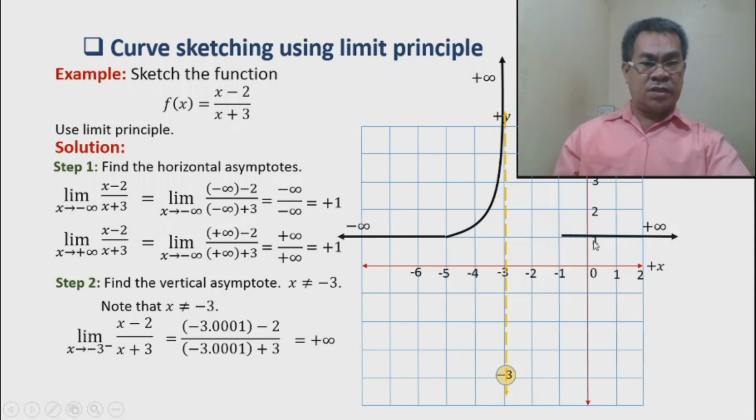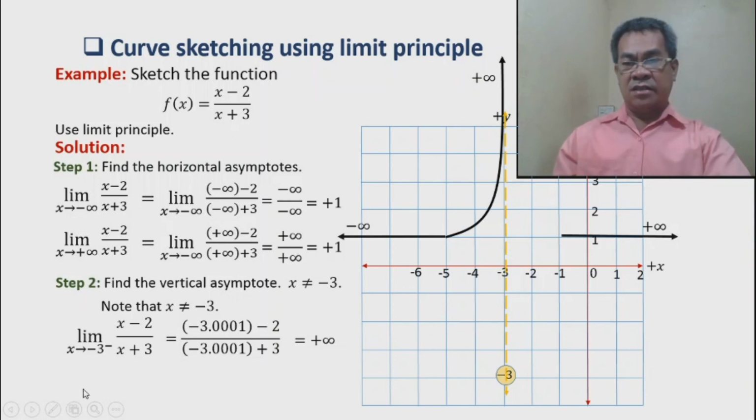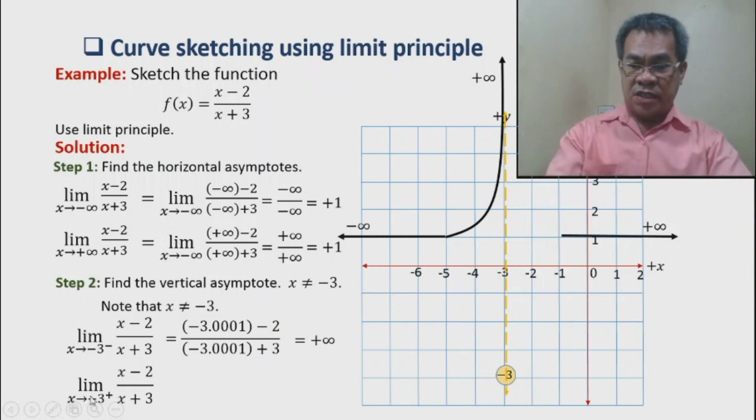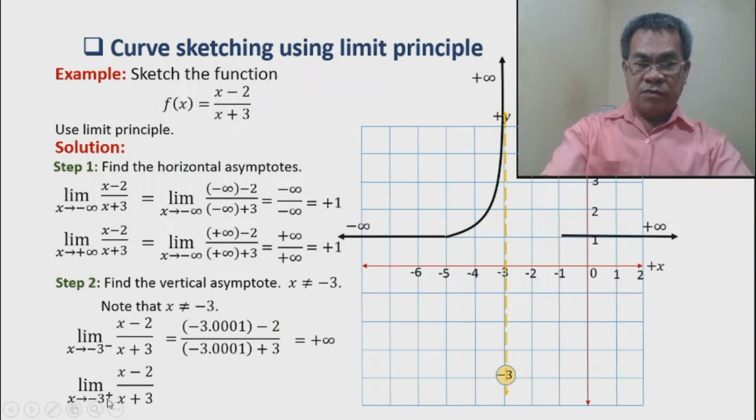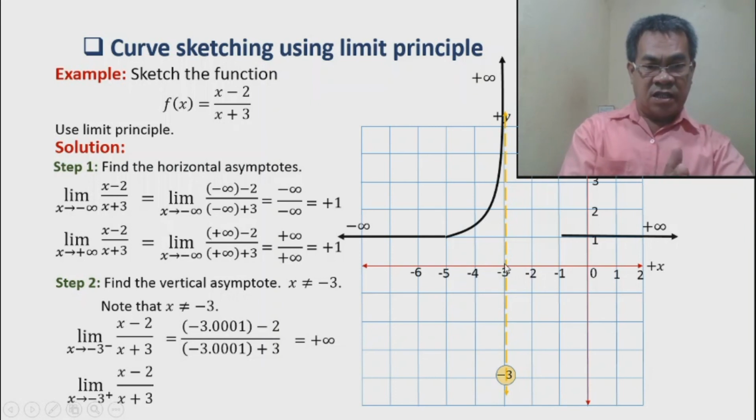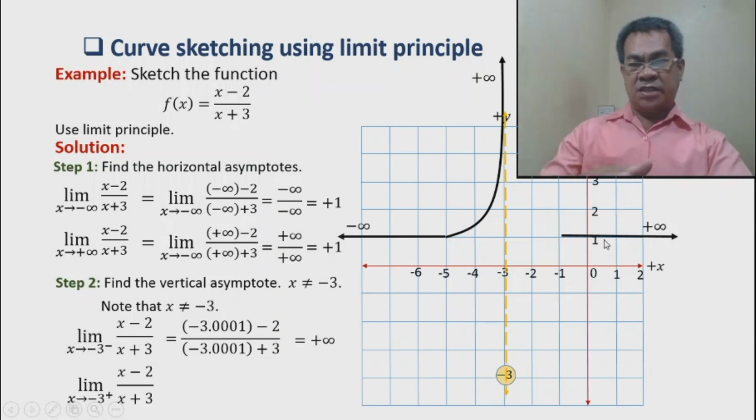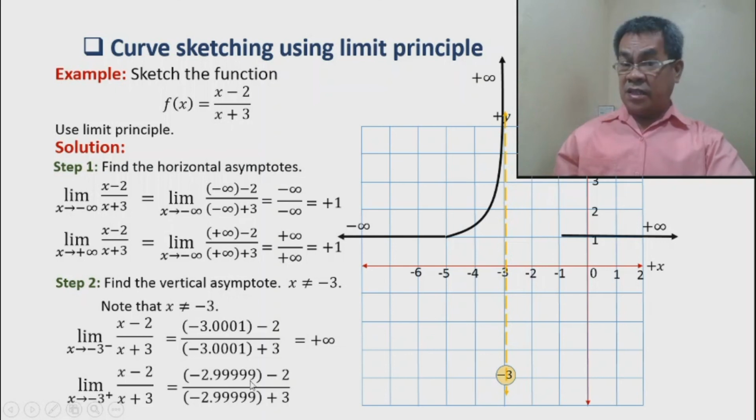Now what about the right-hand side? In the right-hand side, you have to use the positive, which means the right-hand limit of negative 3. Then the response is what? If you substitute it mathematically, the numerator is negative, but look at the denominator. This is less than 3 in magnitude, so this will be positive. So negative divided by positive, the answer is negative infinity.